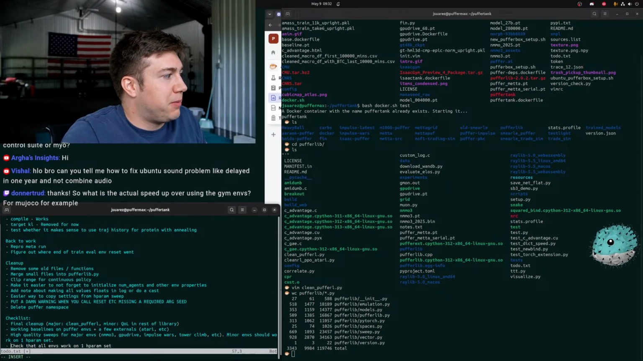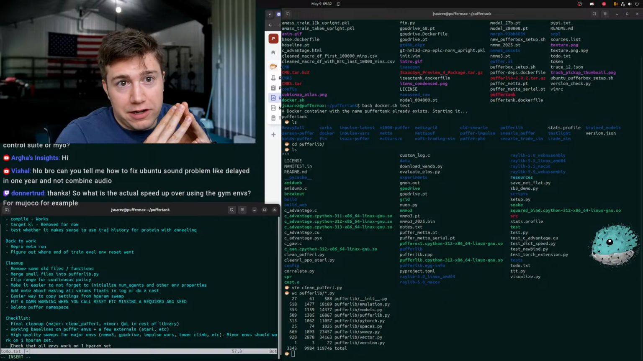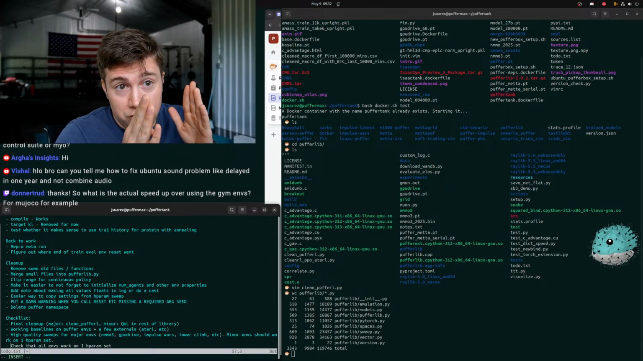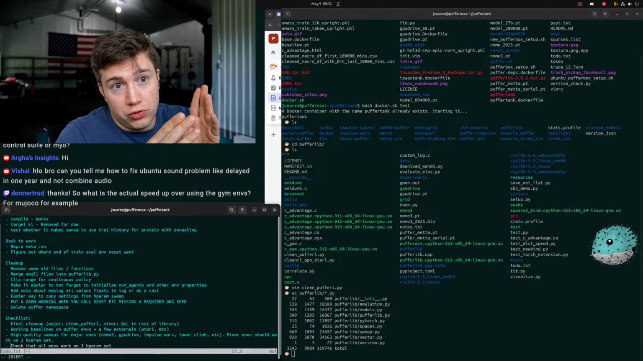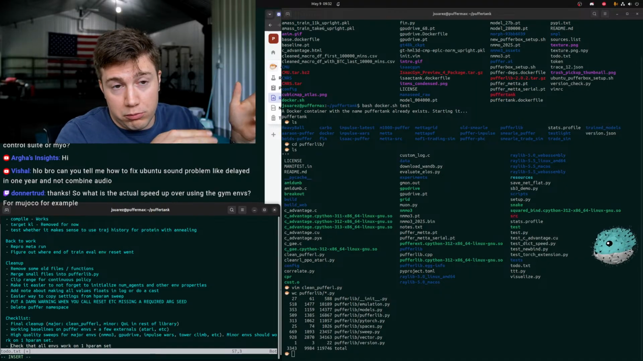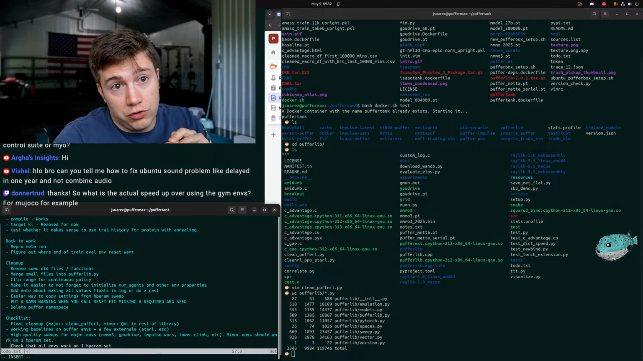What is the actual speedup over using the gym envs for MuJoCo, for example? So you are always going to be bottlenecked by environment speed. But typically, if you use gym vectorization or anything, you're not going to get anywhere near close to core speed times number of cores. There's a lot of overhead. PufferLib has virtually zero overhead. So you're going to get very, very close to linear speedup over number of cores.